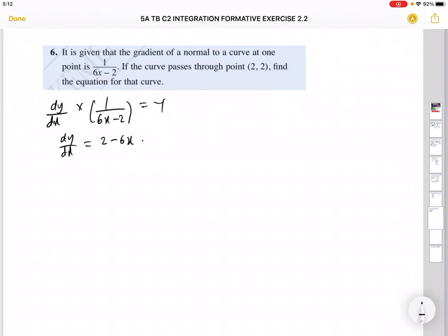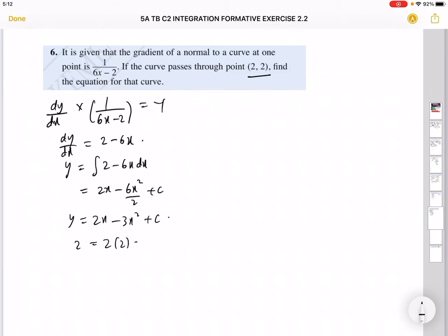So to find y, I have to integrate. When I integrate 2, I get 2x. Integrate 6x, I get 6x squared over 2 plus c. You can cancel or simplify this. To find the value of c, I'm going to sub in 2 for y when x is 2. So this is 4 minus 12, which is negative 8, right? If you bring over, c is just 10.